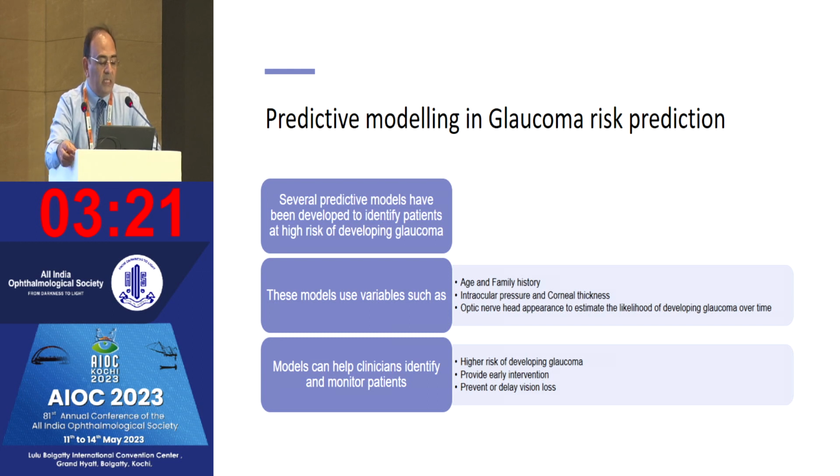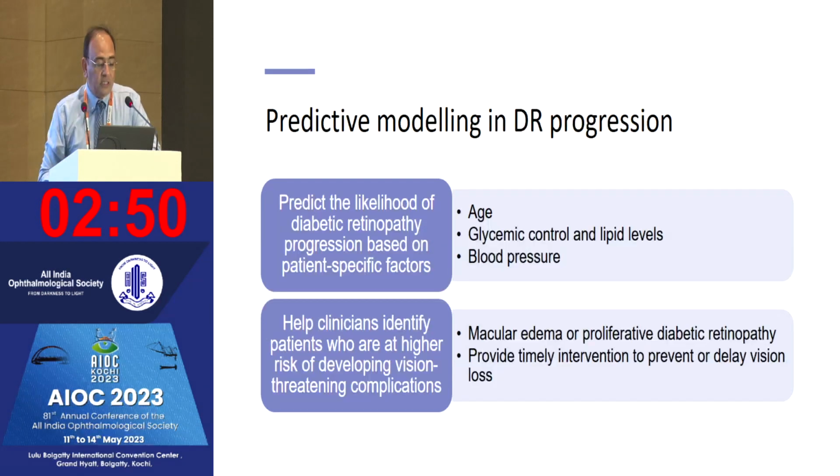Several predictive models have been developed to identify patients at high risk of developing glaucoma, and these models use variables such as age and family history, intraocular pressure and corneal thickness, optic nerve head appearance, to estimate the likelihood of a particular patient developing glaucoma over a period of time. It can also help in identifying higher risk patients who can develop glaucoma in future, whereby the clinician can provide early intervention and prevent delay or vision loss.